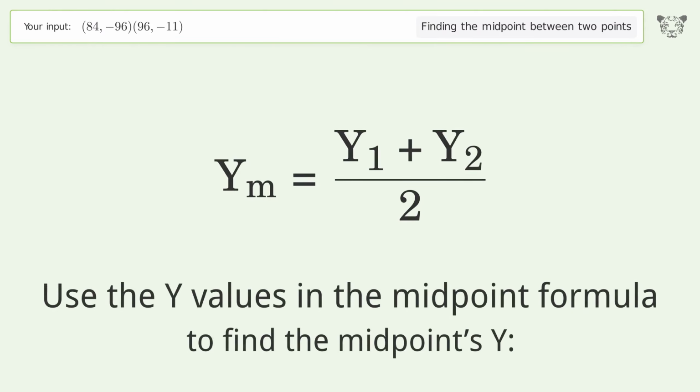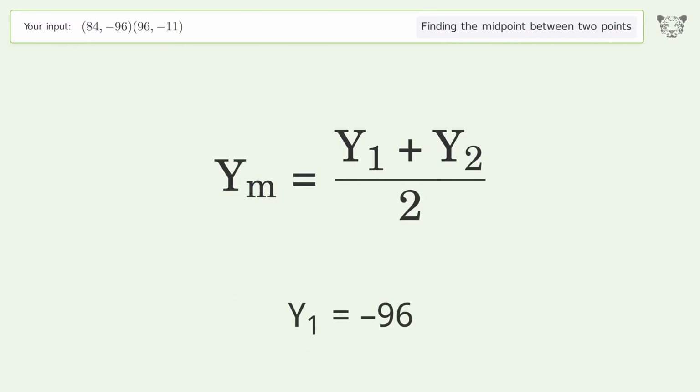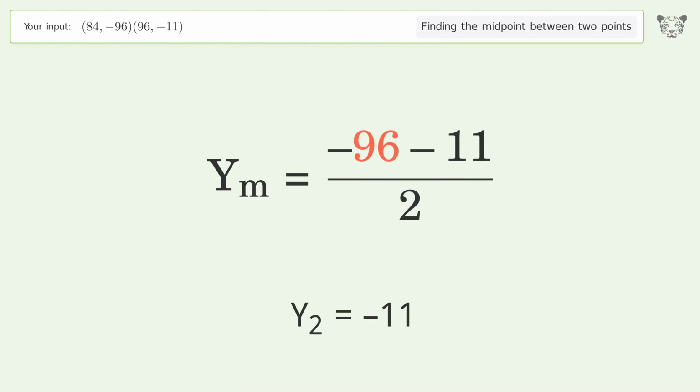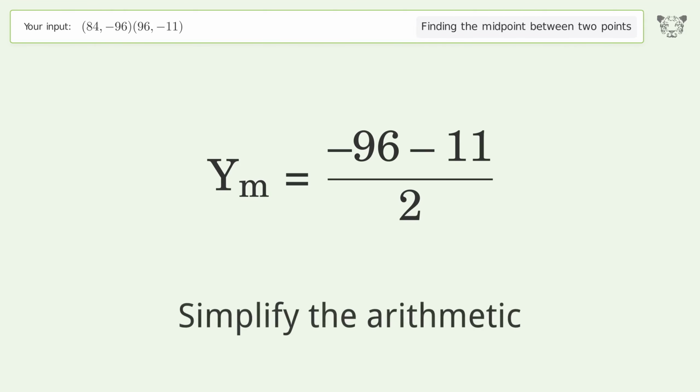Use the y values in the midpoint formula to find the midpoint's y. y1 equals negative 96. y2 equals negative 11. Simplify the arithmetic.